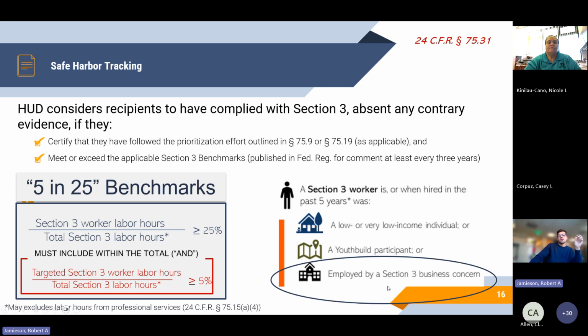And again, I'm going to stress the potential benefit of contracting with a Section 3 business, because if we are able to do that, 100% of those labor hours done by that Section 3 business would be done by both targeted and Section 3 workers, because under the definition of those types of workers, it could be someone employed by a Section 3 business.